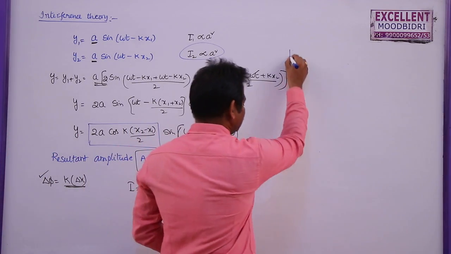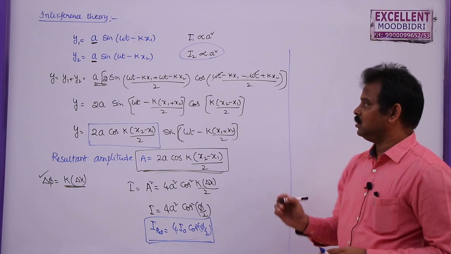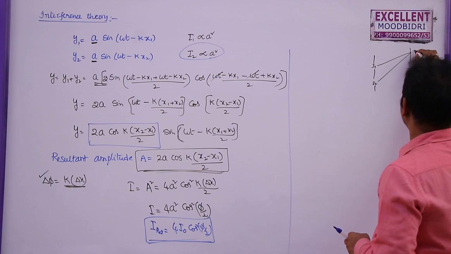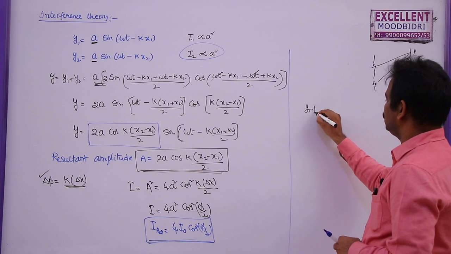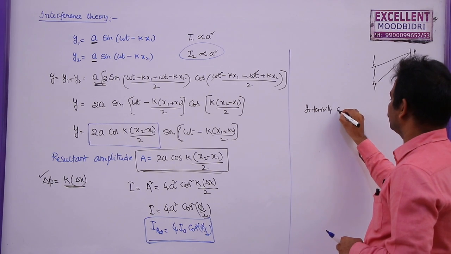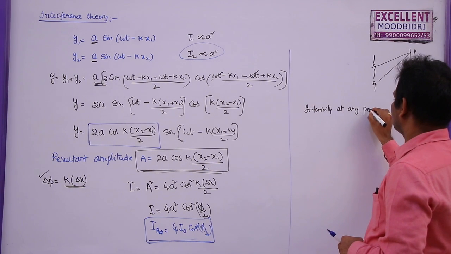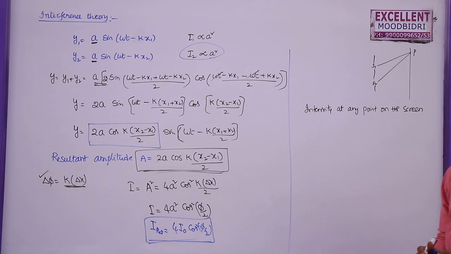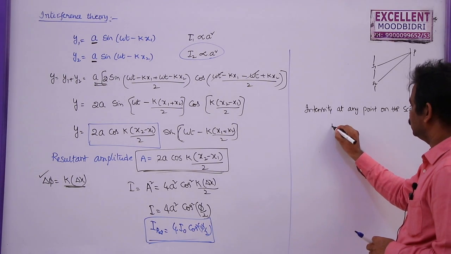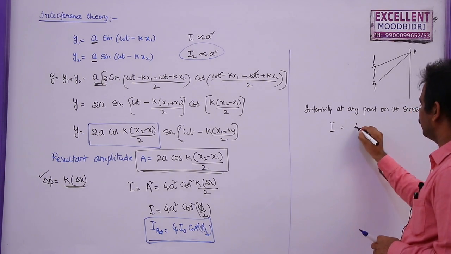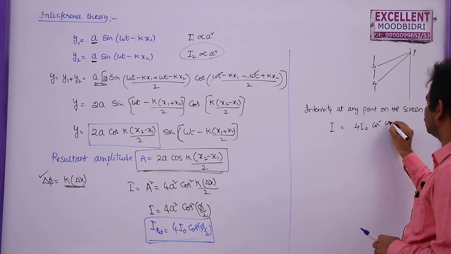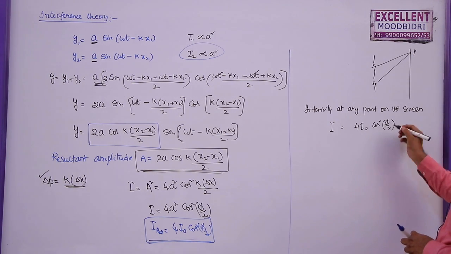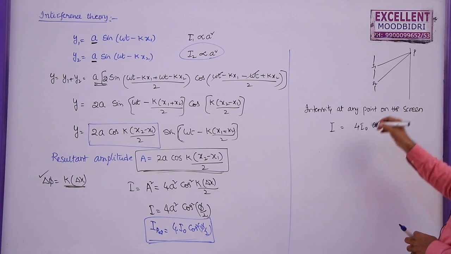Now, what is the intensity of interference fringes on the screen? Let us set a screen at a distance, with point P. What is the intensity at any point on the screen? It is given by 4 I naught cos square(phi/2). So this is the intensity at any point. If you know the phase difference, by substituting this value, you can find the intensity at that point.